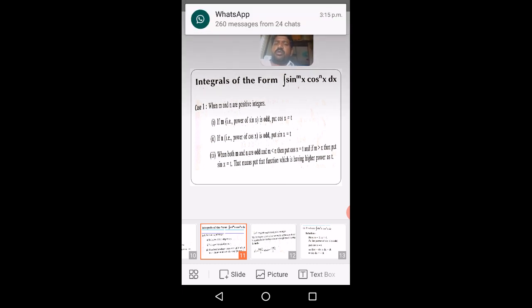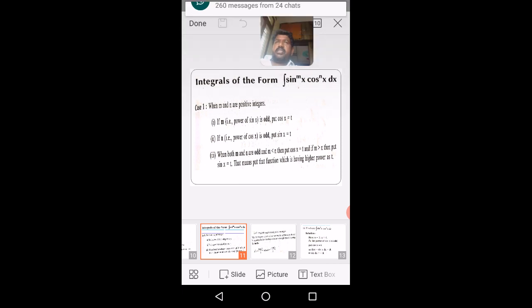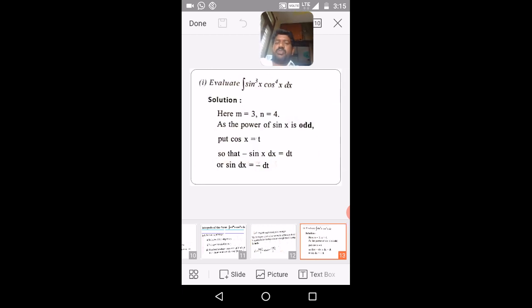If you remember this exactly, then you can find the required integral easily, otherwise you may get confused. By solving some examples, you will get rid of this confusion. So take an example. Evaluate the integral of sin cube x into cos power 4x dx.